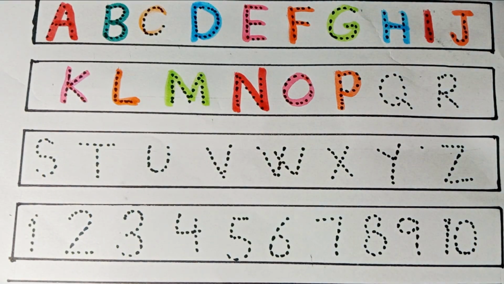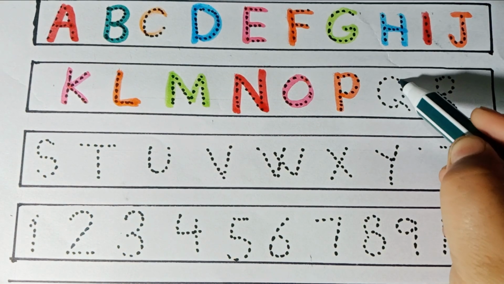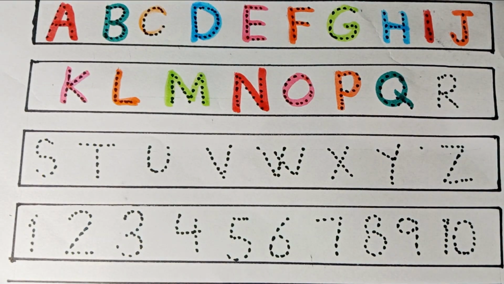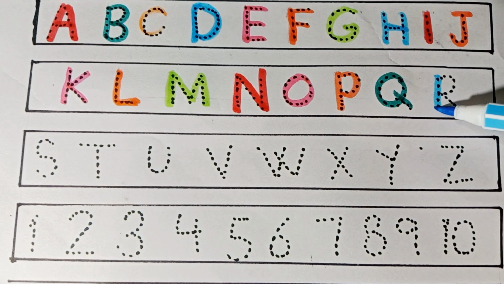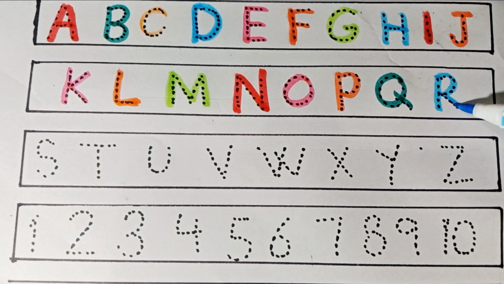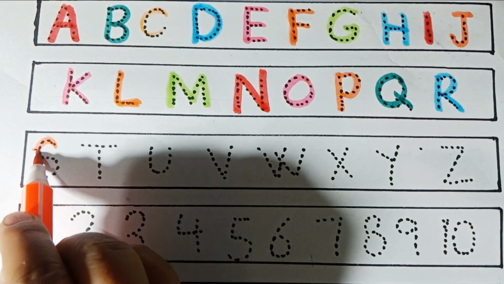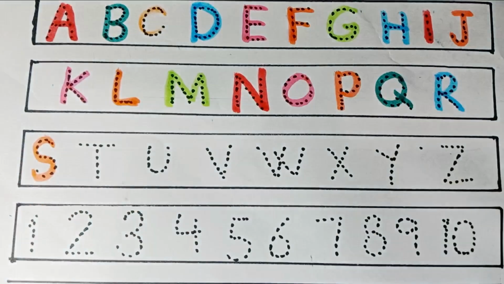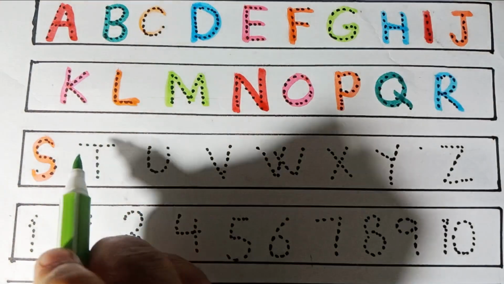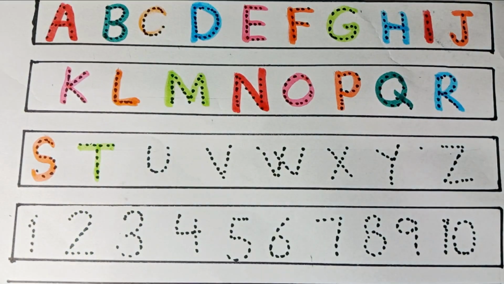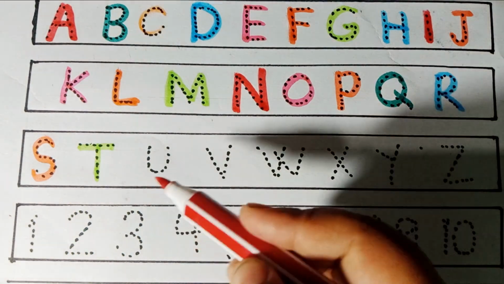P for pumpkin, dark green color. Q for queen, sky blue color. R for rose, orange color. S for star, light green color. T for toys, red color.